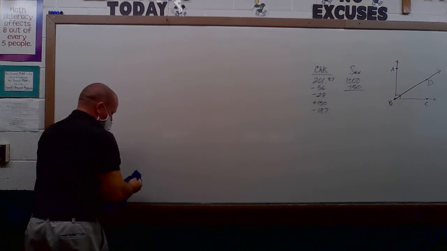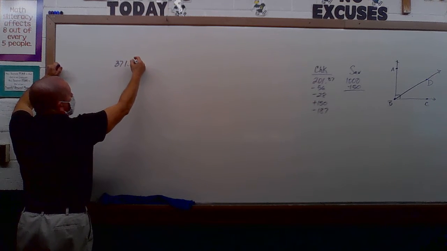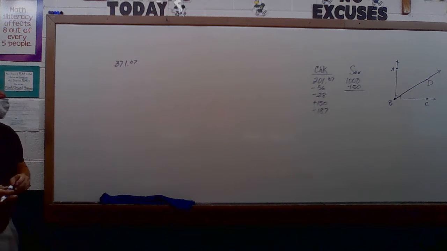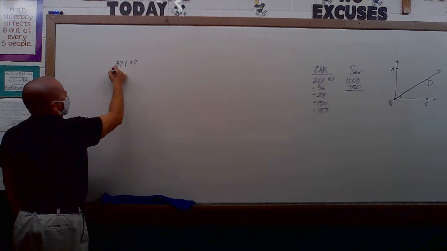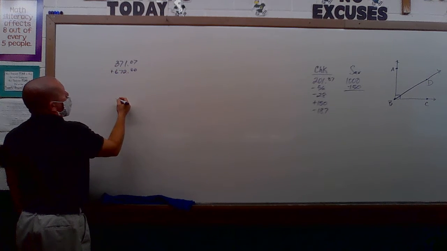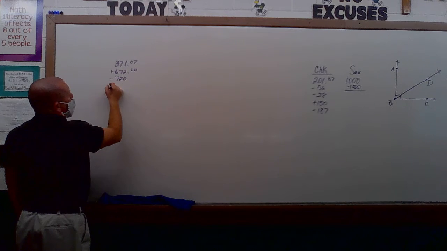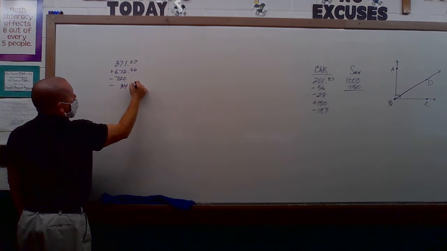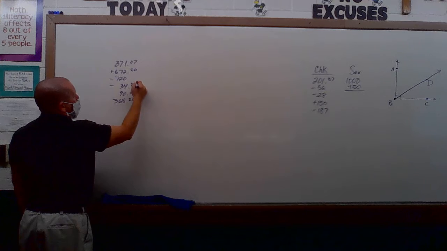So, how much did he start with? 371.07. Okay? How much was his direct deposit? 672.80. What were his bills? 720, 34.85, 90.29, and 368.20.